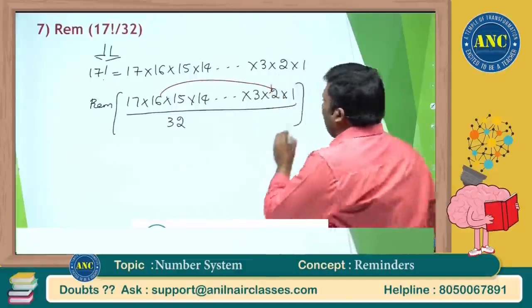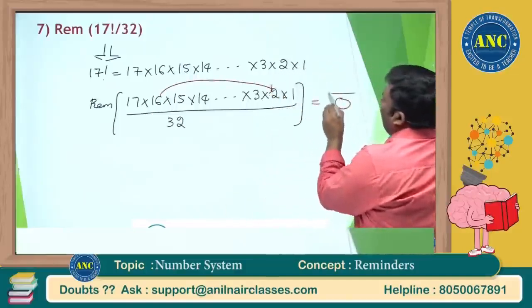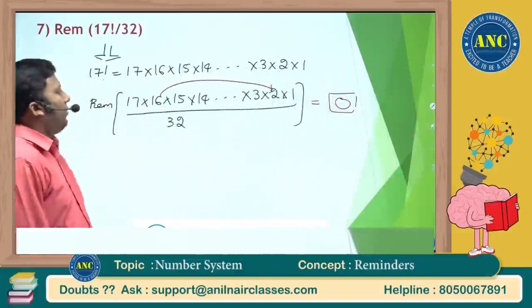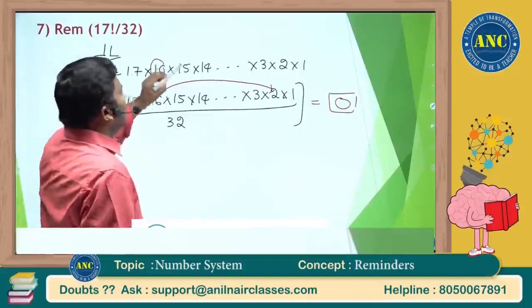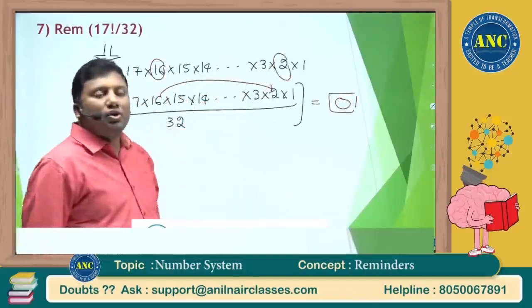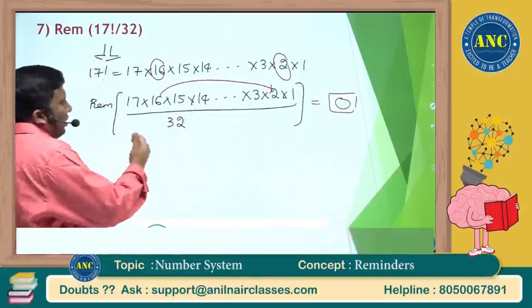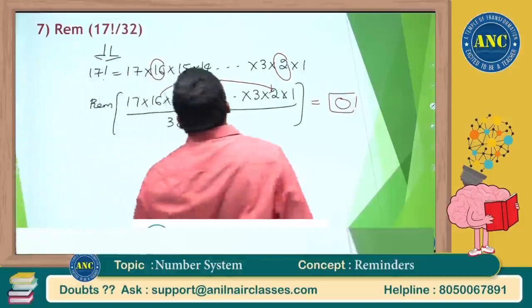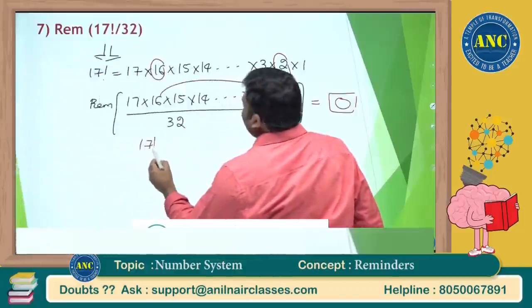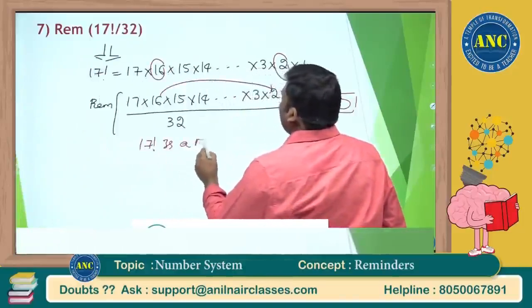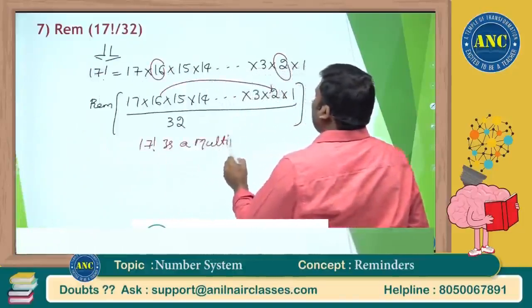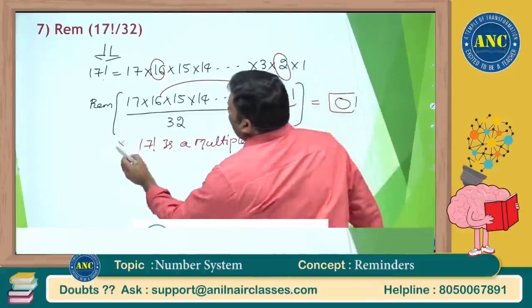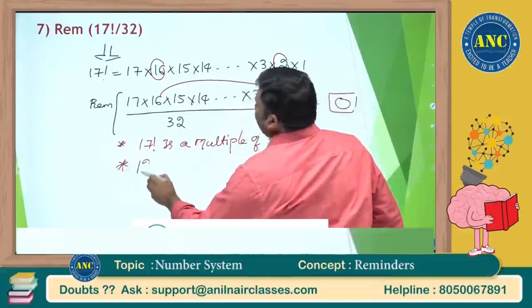32 into any number divided by 32, the remainder will be 0. Here 16 is there, here 2 is there. 16 into 2 is 32. 32 into any number, when you divide by 32, the remainder will be 0. 17 factorial is a multiple of 32.